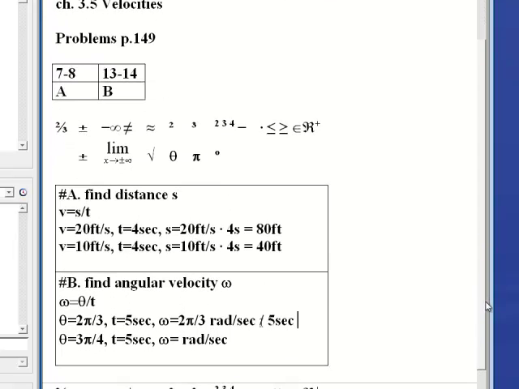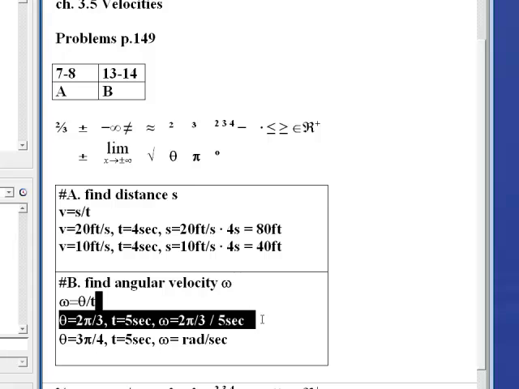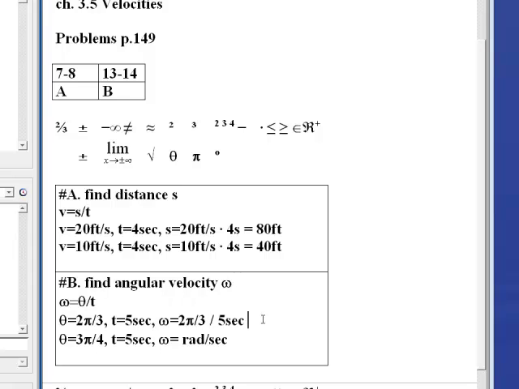Let's see what I made. My mistake is in the units here. There we go, that's not supposed to be there. So this one is actually radians, divided by 5 seconds. And we simply come up with 2 pi over 15 radians.